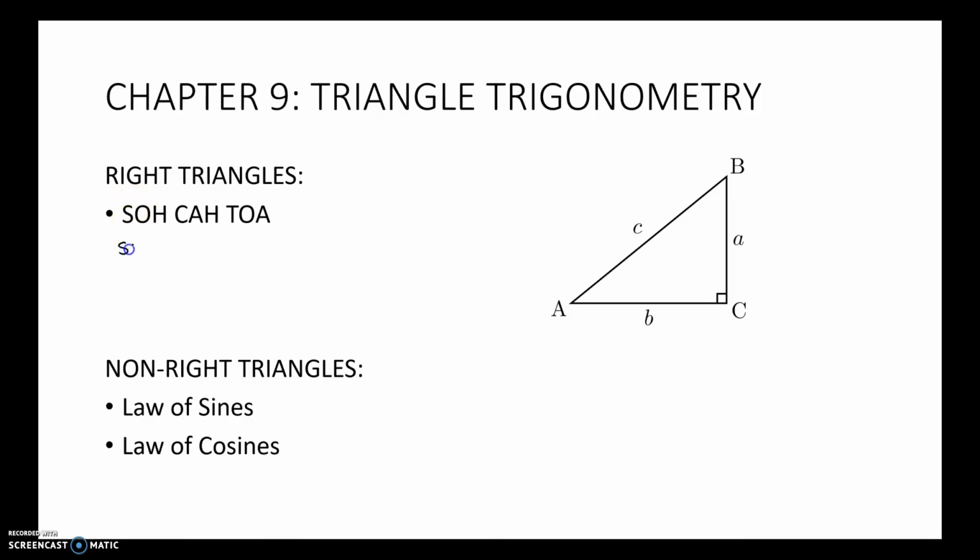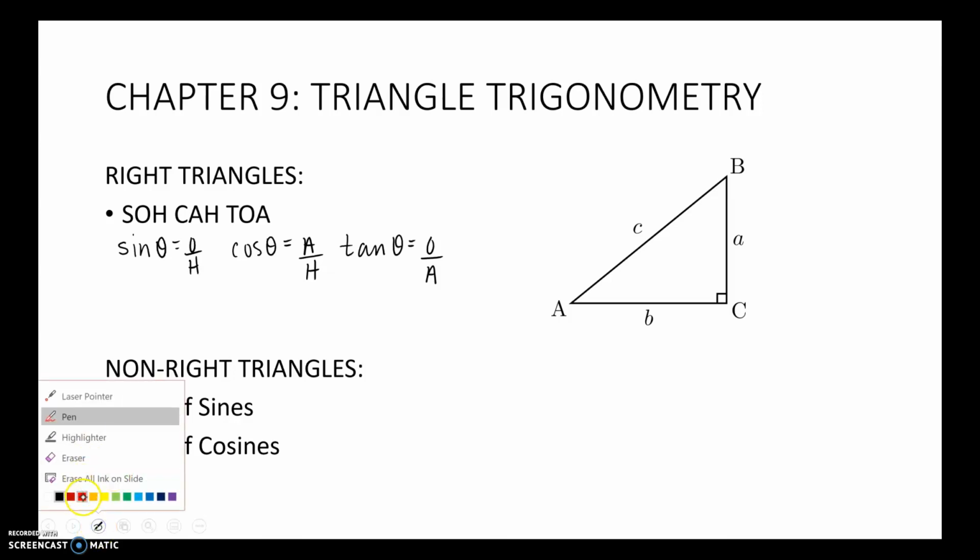We know that the sine of the angle is opposite side over hypotenuse. Cosine of the angle is the adjacent side to the angle over the hypotenuse. And the tangent of the angle would be the opposite side over the adjacent side. We are going to give you a few problems to work on with that. Let me remind you of our inverse functions.